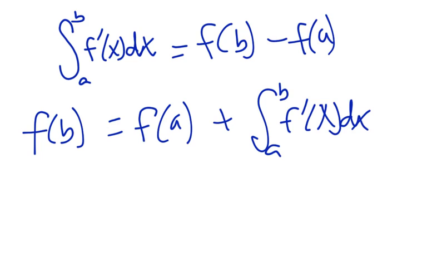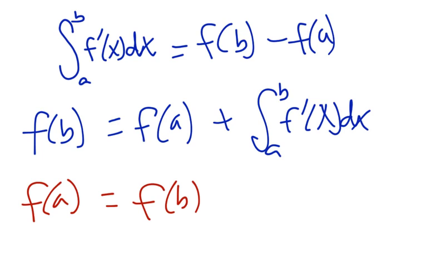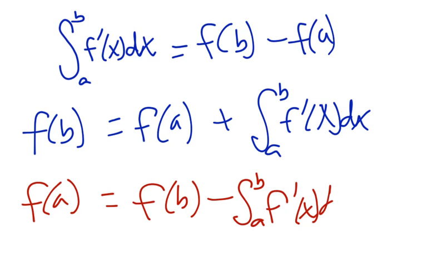We could also solve it for f of a if we wanted to, just doing a little bit of different algebra. F of a would be equal to f of b minus the integral from a to b of f prime of x dx. We had one of these happen on a torture session earlier this week. But both of those are valid equations to solve for one of the positions. If you know the upper or you know the lower, you want to find the other. That's how you can work this out.